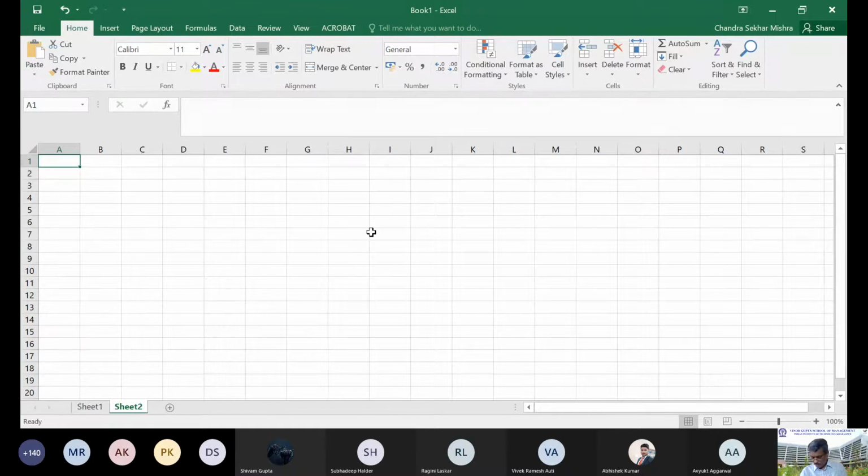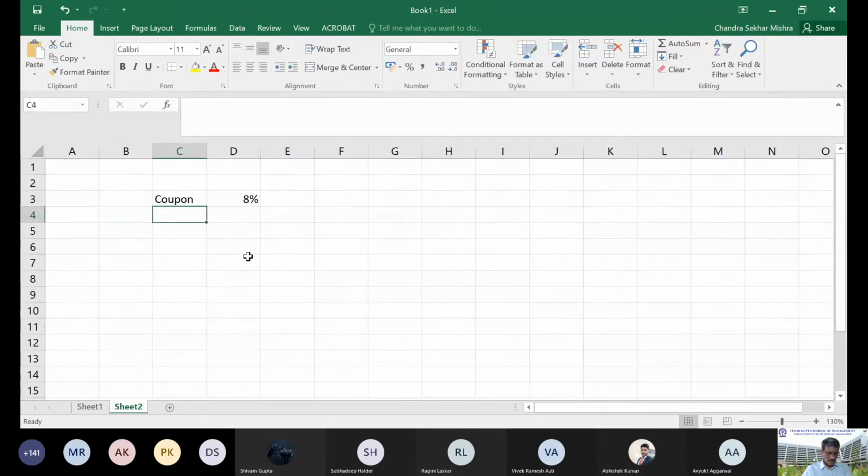So we have done up to, I think, clean price and dirty price. Okay, let me take one more simple problem for you. I'm just typing data. You try to calculate on your own. So there is a coupon of 8%, annual payments. It is an annual coupon, payable annually.